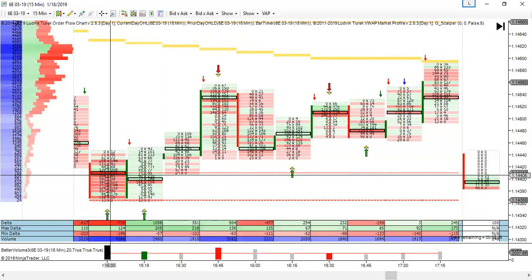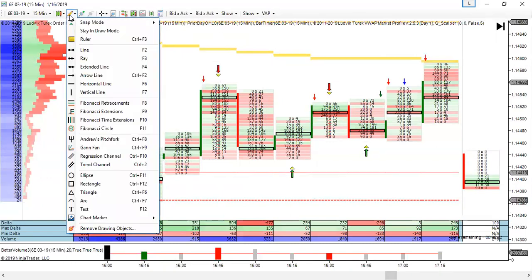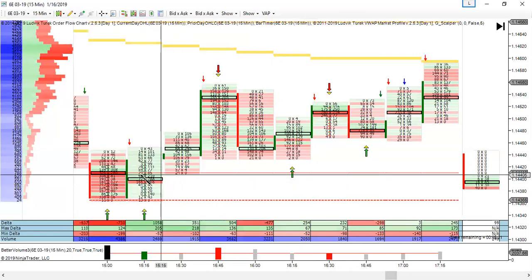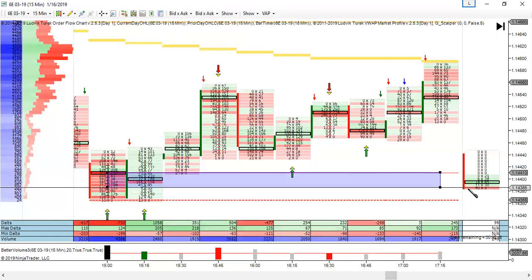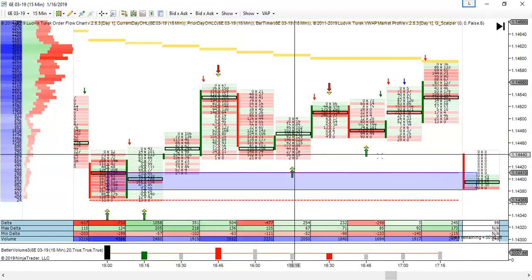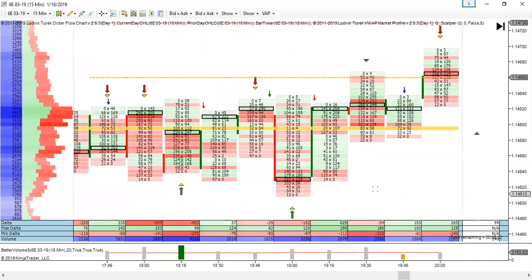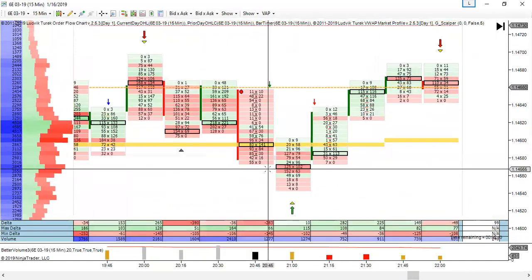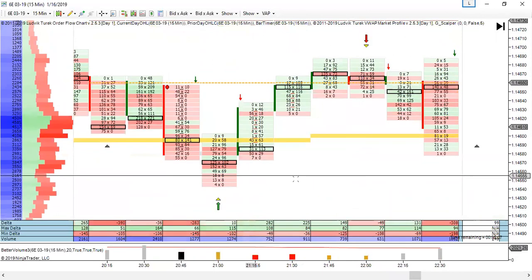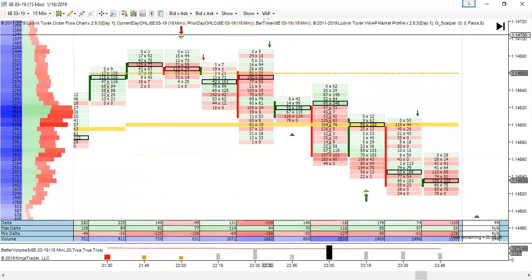Now let's make this a level. Let's see if the market came back. No, actually it did come back. It came back up to here and went back. So let's see how many pips we could really have got in this move.